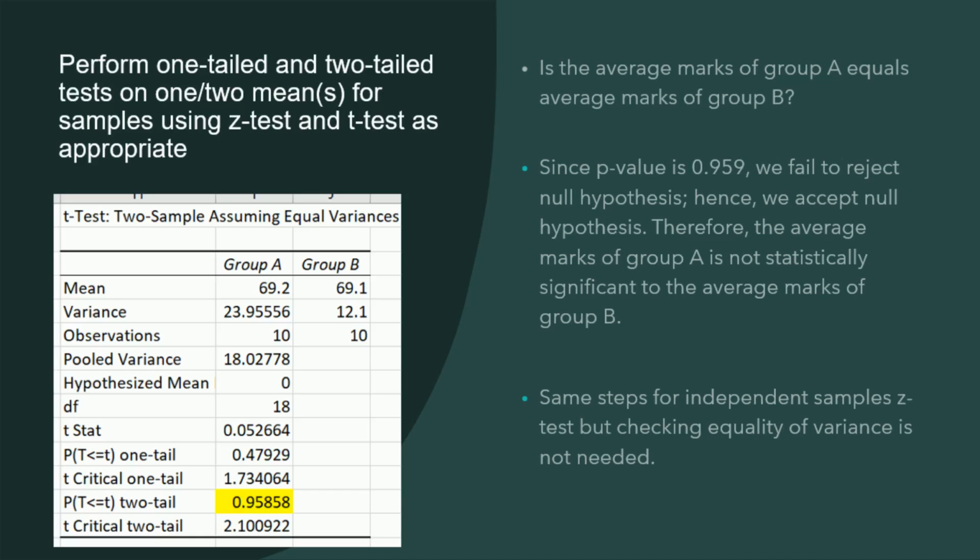Results show that since p-value is 0.959, we fail to reject null hypothesis. Hence, we accept null hypothesis. Therefore, the average marks of group A is not statistically significantly different from the average marks of group B. And that is how we can perform independent samples t-test. The same steps apply for independent samples z-test, but checking equality of variance is not needed as z-test does not have different versions for equal variances and unequal variances like in t-test.